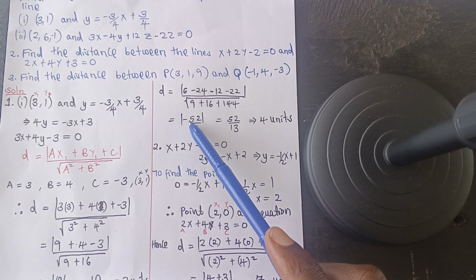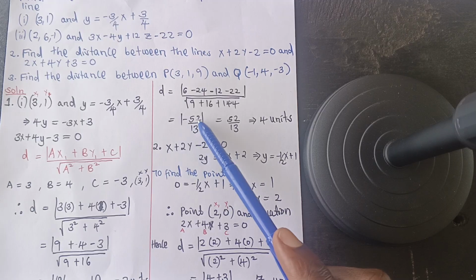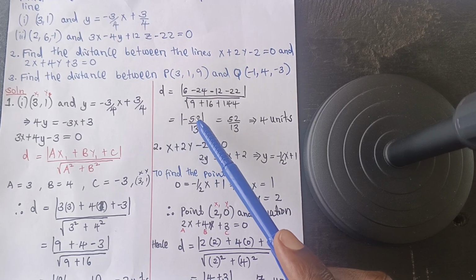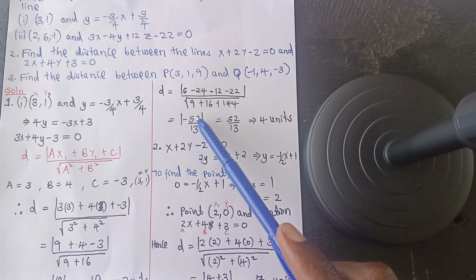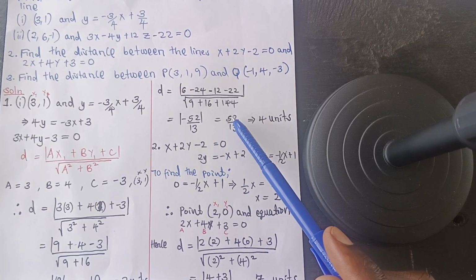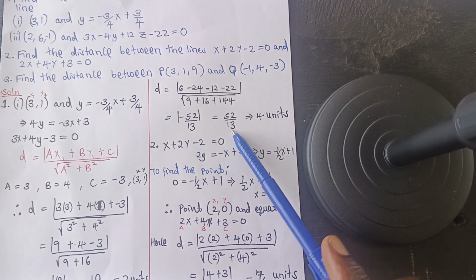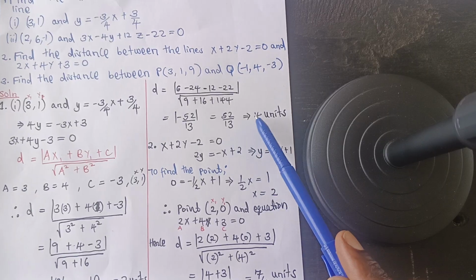Modulus sign means if the value inside the modulus is negative, we are going to ignore and take it as positive. So negative 52, ignore the negative side. So it will be 52 over 13. 52 divided by 13 is 4 units.